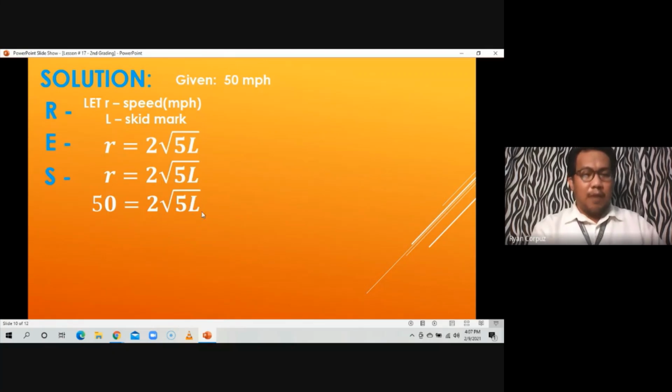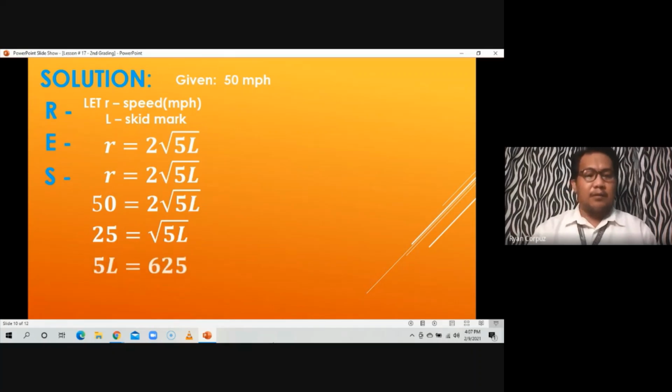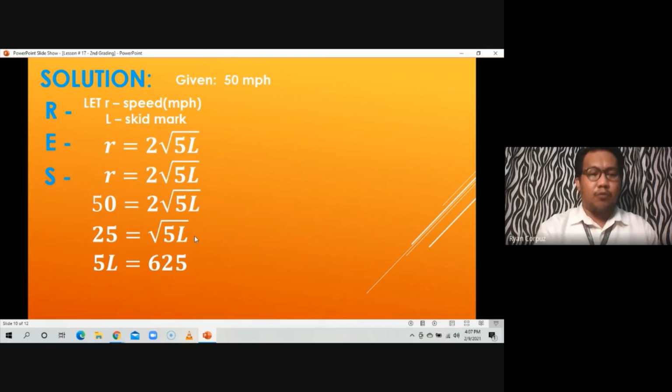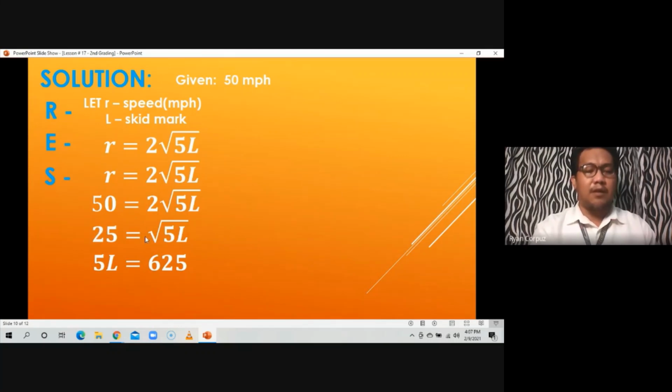Then from there, we can divide first both sides by 2. So magiging ganito ang kalalabasan. Pag divide mo both sides by 2, magiging square root of 5L na lang. 50 divided by 2 is equal to 25. Then apply raising both sides of the equation by the power same as the index. So raising it by 2, cancel out yung square root sign, magiging 5L na lang. Pag na-raise natin ito by 2, magiging 25 squared. That's 25 times 25 is equal to 625.